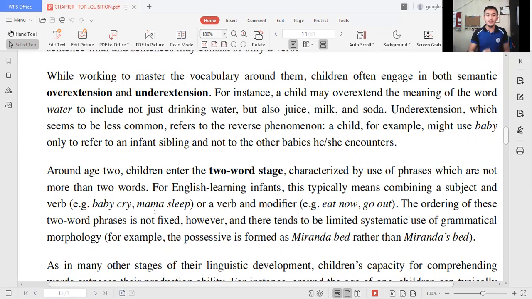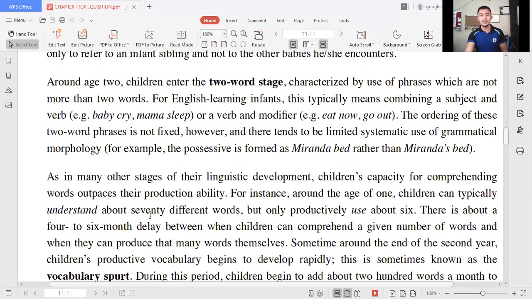Okay, the ordering of these 2 word phrases is not fixed. However, there tends to be limited systematic use of grammatical morphology. For example, the possessive is formed as Miranda bed rather than Miranda's bed.